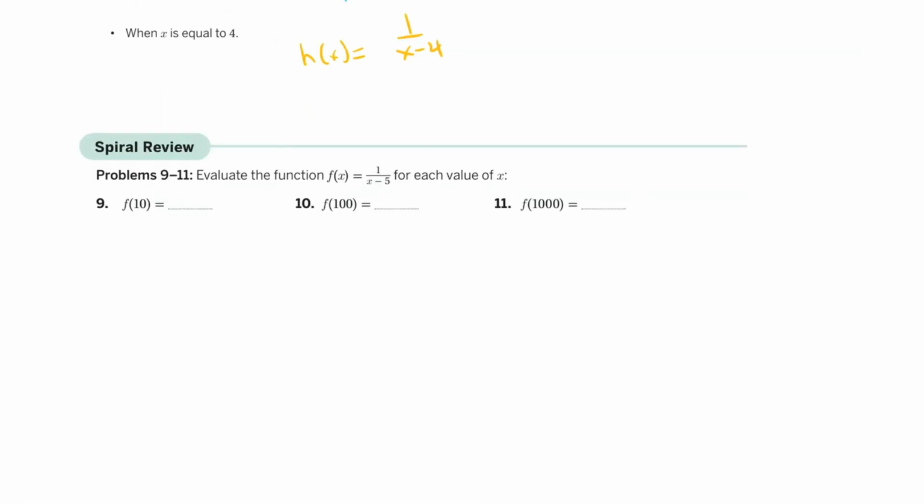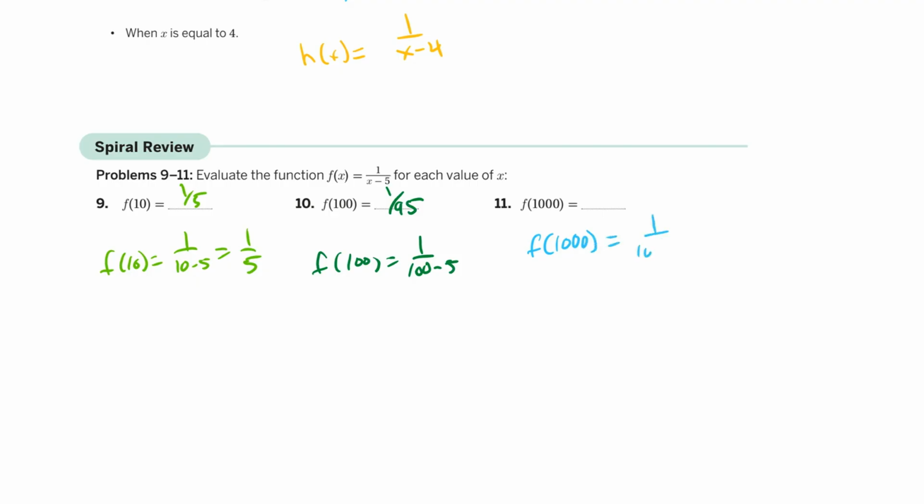All right, on to our spiral review. 9 through 11, we have a function f of x, and we are trying to plug in some x values here. For f of 10, the way I would write that one is 1 over 10 minus 5, which equals 1 over 5. F of 100 is 1 over 100 minus 5, which is just 1 over 95. I feel like these are cheating because of how simple they are, but this is what they ask of us, so it must be important. Then 1000 minus 5 gives 1 over 995. So we're just plugging in x values to get our y values.